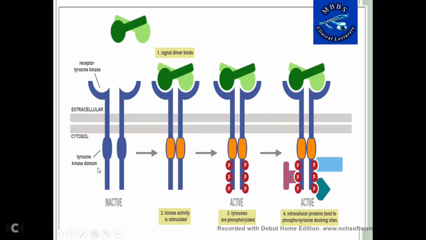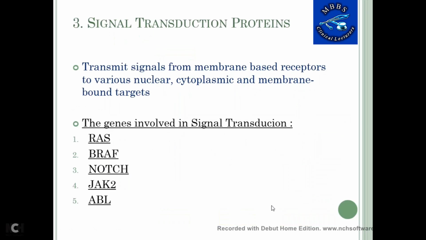Coming to this picture, you can see the receptor tyrosine kinase within the transmembrane area. They are initially inactive, but when a signal dimer binds to them, they become phosphorylated, and when they become phosphorylated, they become active. So the intracellular proteins bind to phosphotyrosine docking sites.